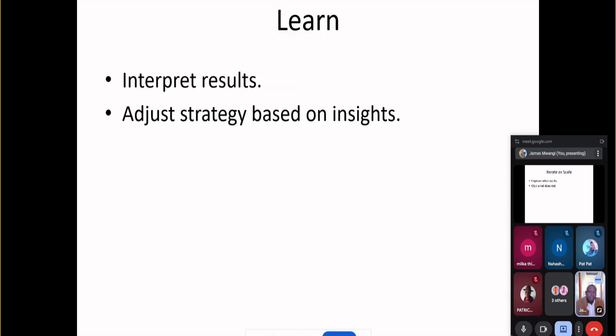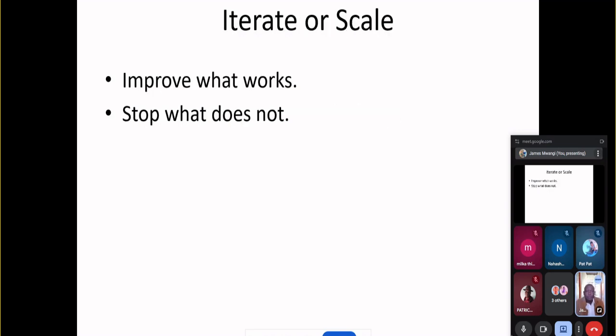Then you iterate. To iterate is to improve what works and stop what does not. And with this lean method, for example, let's say you want to design an economic drone using an AI system, or you want to create a software program that can make a humanoid robot walk naturally.